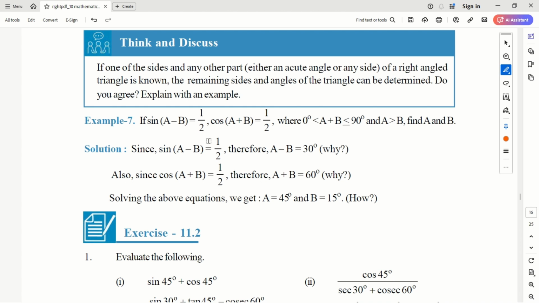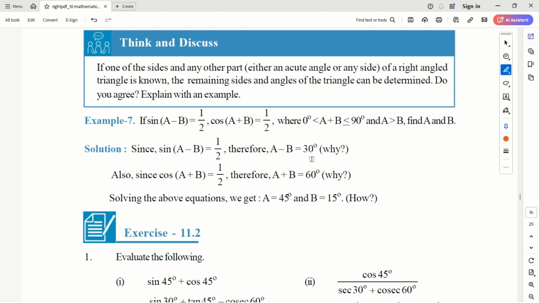Sin of A minus B equal to half, cos of A plus B equal to half, where A plus B are between 0 and 90. If A is greater than B, find A and B. This is simple. We know that sin of A minus B is half, which means A minus B equals 30 degrees because sin 30 is half. Cos of A plus B is half, and we know that cos 60 is half, so A plus B equal to 60.